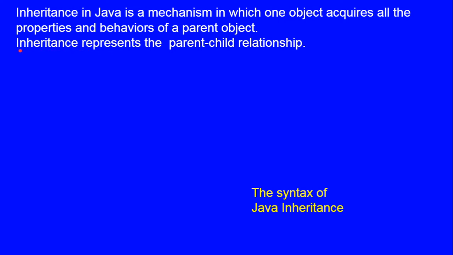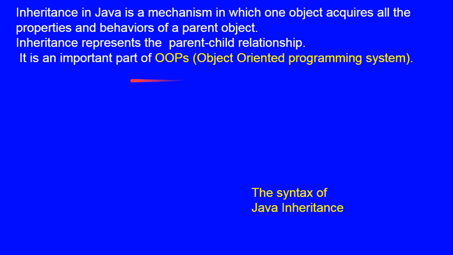Now inheritance represents the parent-child relationship, that is, the relationship derived from the top to the bottom level. It is an important part of the OOPS concept. What is OOPS? Object Oriented Programming System.